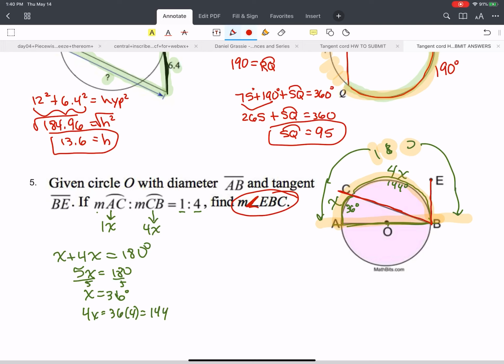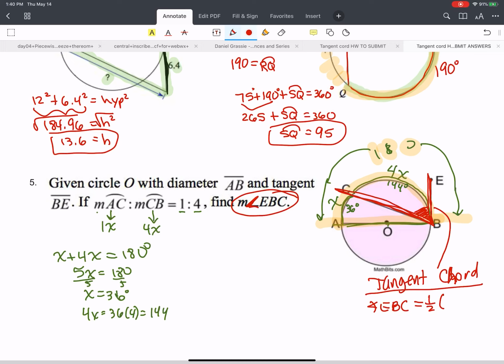And ultimately, the question is, what is the measure of angle EBC? EBC, this angle. That is tangent chord. So by the tangent chord theorem, I know that the angle they're asking me about, angle EBC, is equal to 1/2 of the arc that's intercepted. So that's 1/2 of what's inside the mouth of that angle, and that is 144. So the angle they're asking about, angle EBC, is 72 degrees.